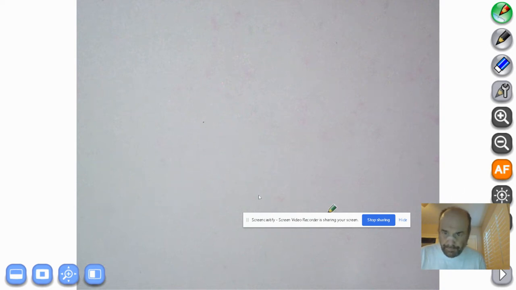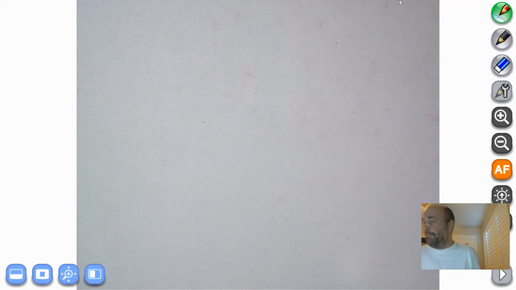Why do I have such great difficulty getting this little bar off? Well, nope, that didn't do it. Great difficulty. There we go. I wish it would show up. All right, but it does.